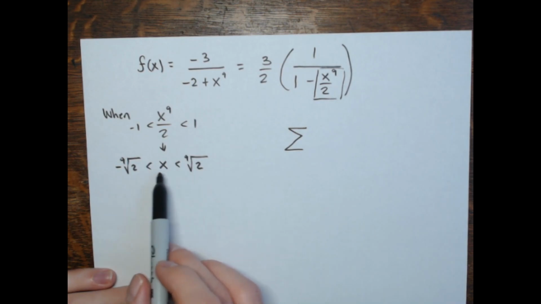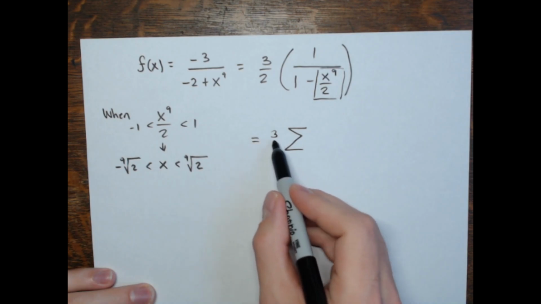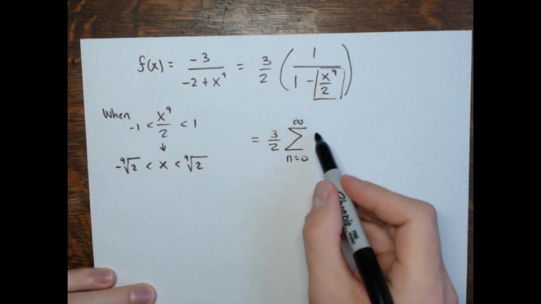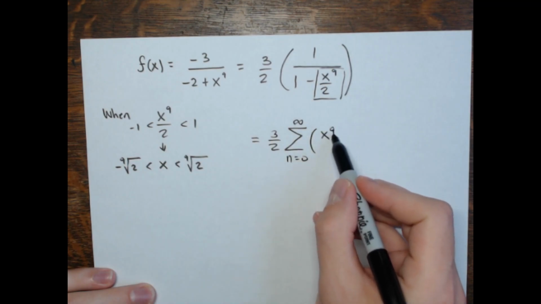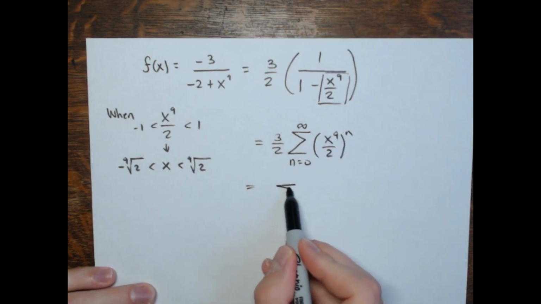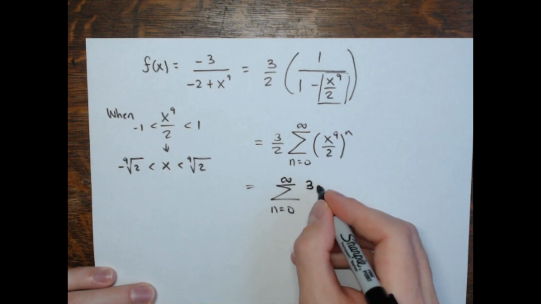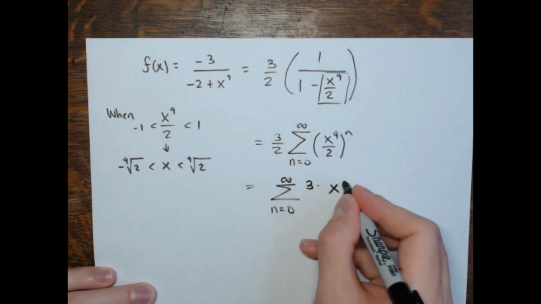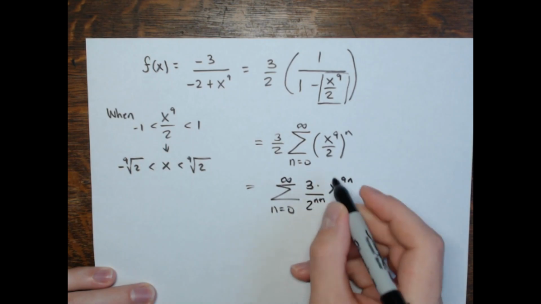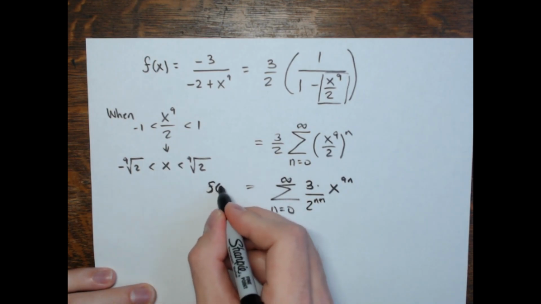So there's our interval of convergence, but again, they're not asking about that. They just want the series. This would be equal to 3 halves times the sum from n equals 0 to infinity of our thing in the box to the nth power, x to the 9th over 2 to the nth. And if I put the 3 halves in, that would be the sum from n equals 0 to infinity of 3 times x to the 9th, our powers of x, over 2 to the n plus 1 power, right? 2 to the nth times 2. That's the series for f.